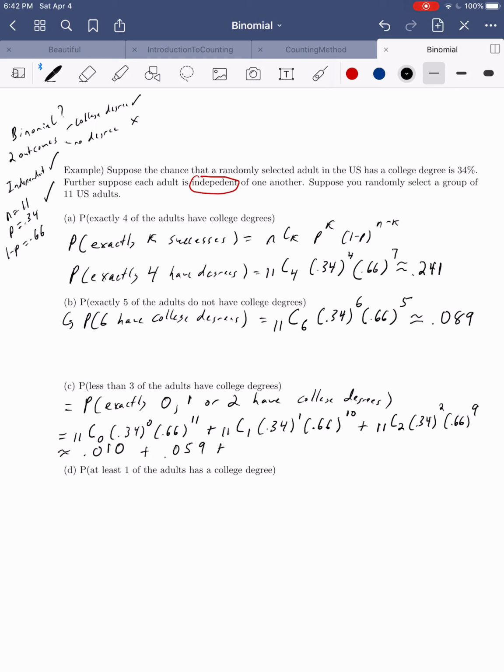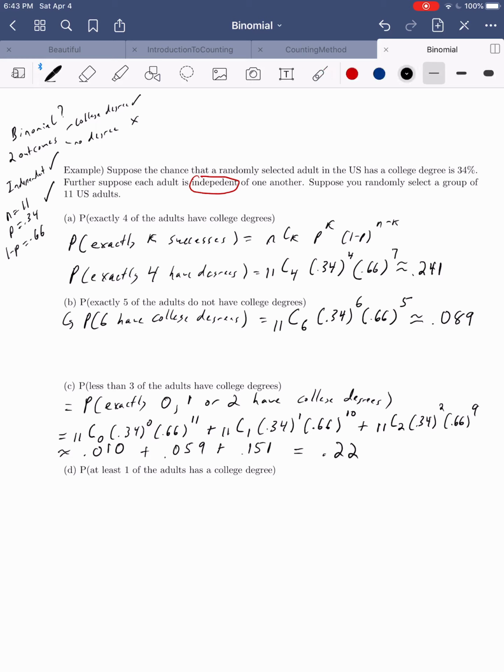And then plus 11C2 times 0.34 squared times 0.66 to the 9th. That guy should come out as 0.151. Then you just need to make sure you go ahead and add all those together. And when you do that, that should equal 0.010 plus 0.059 plus 0.151. That should come out as about 0.22. So there's about a 22% chance that less than 3 of them have college degrees. And that could be 0, 1, or 2 of them having college degrees.